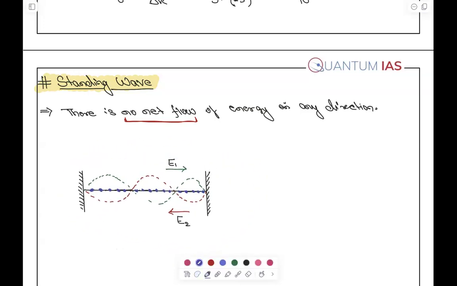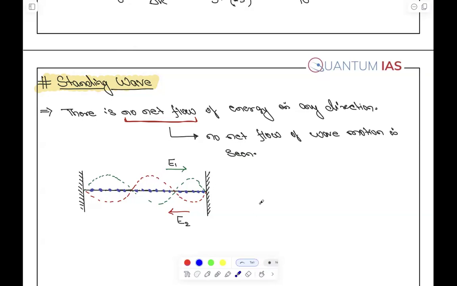Very good. When we say no net flow of energy, it simply means that there is no net flow of wave motion seen. We have defined the wave as the transfer of energy in the medium. How is it being transferred? Nothing is getting transferred, but we have the illusion of that transfer.